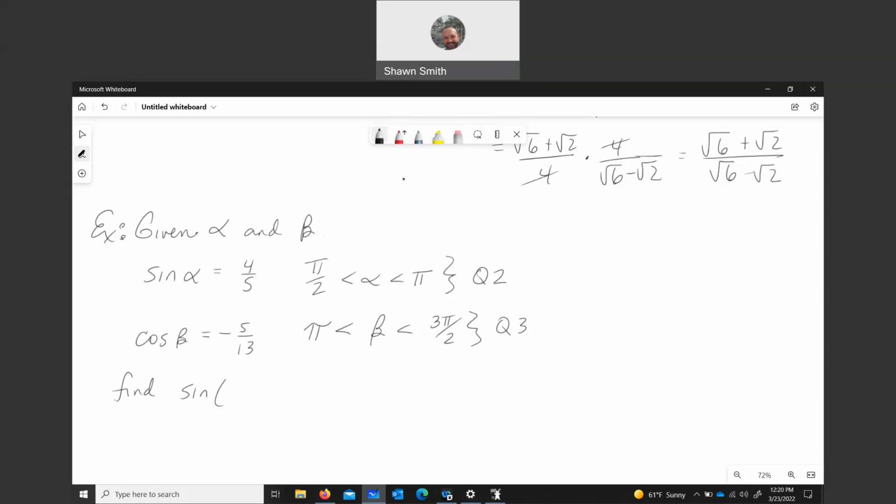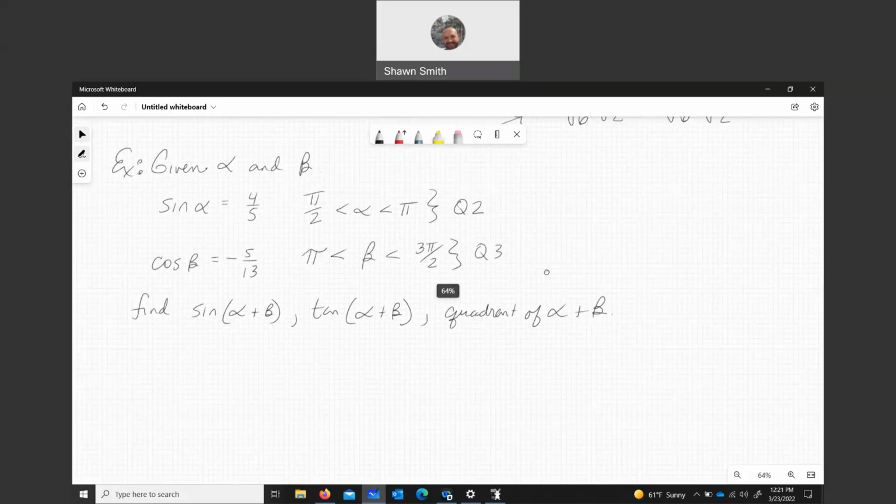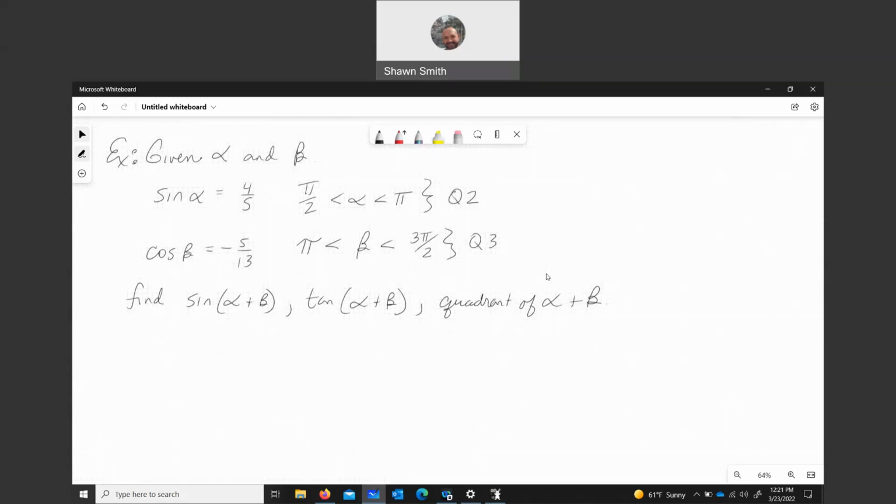Find sine of alpha plus beta, tangent of alpha plus beta, and also what is the quadrant of alpha plus beta? All right, so we need to find sine and cosines of alpha and beta, right? Because all our formulas involve that. And also, we might as well just find tangent too. So sine, cosine, tangent of both of these angles.